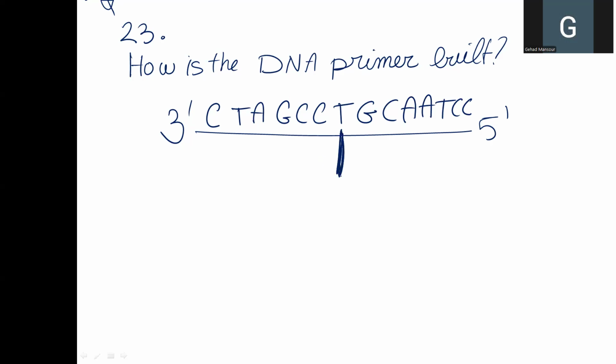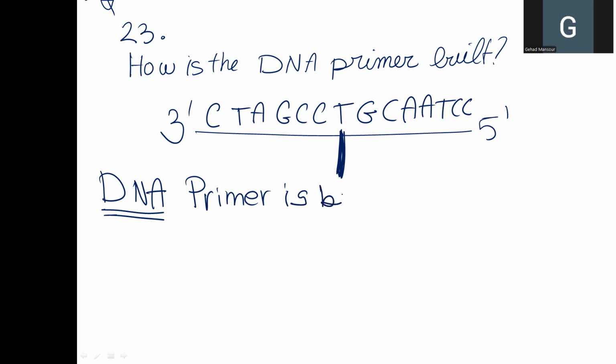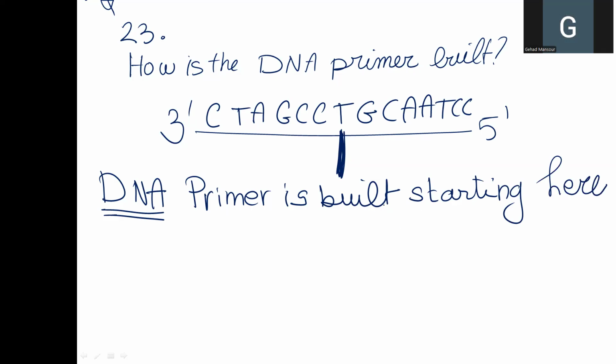So it will start being built here at the T. The primer is the DNA primer, of course, because there is also what we call an RNA primer. So the DNA primer will be built, starting here. Then how is it done? It will be built in the direction 5' to 3'.